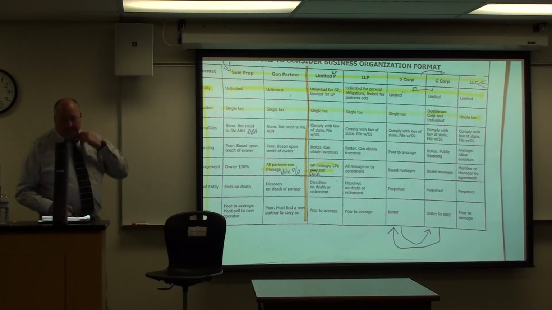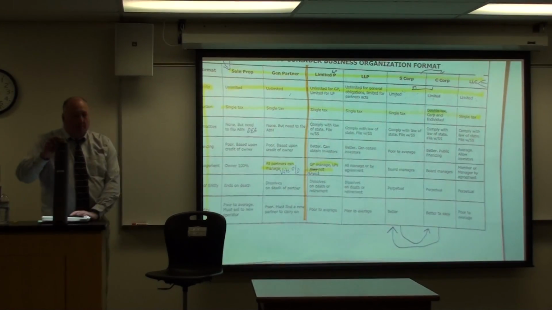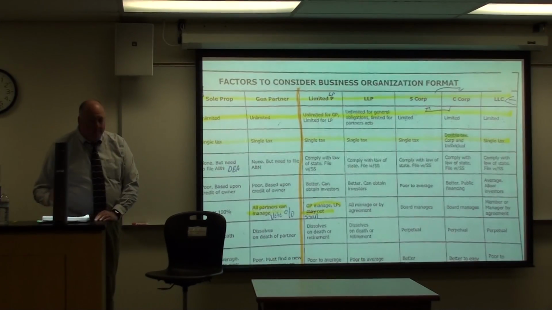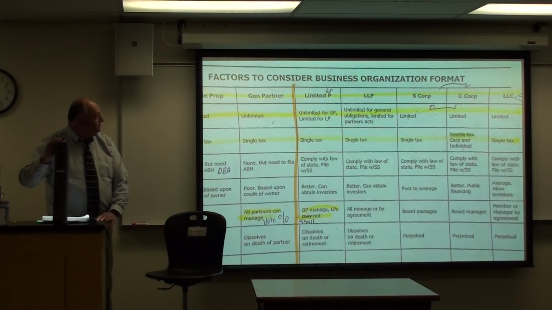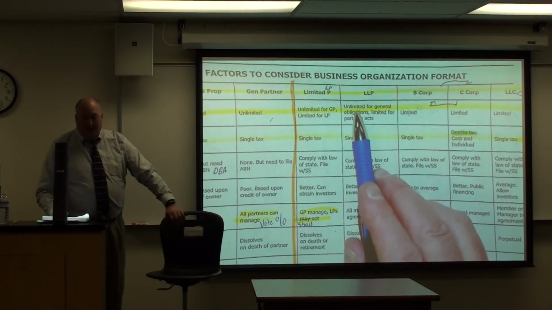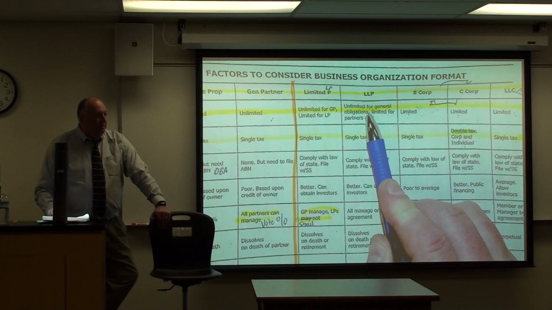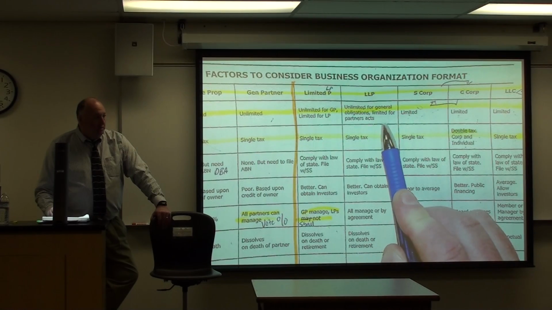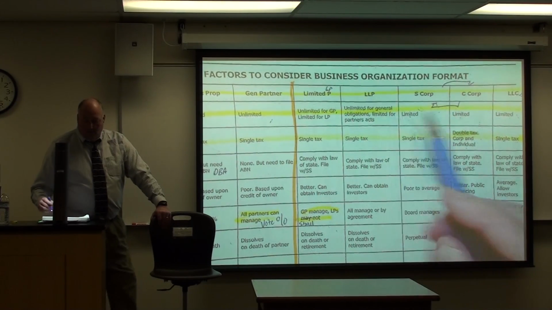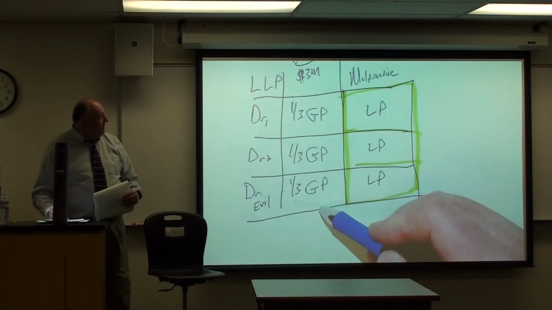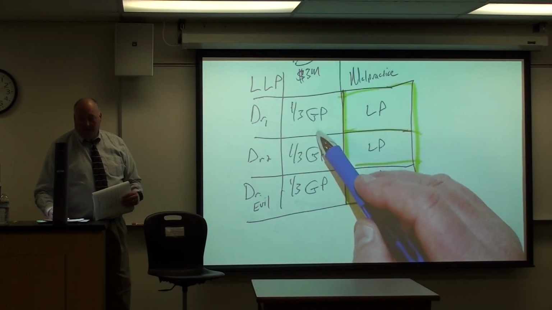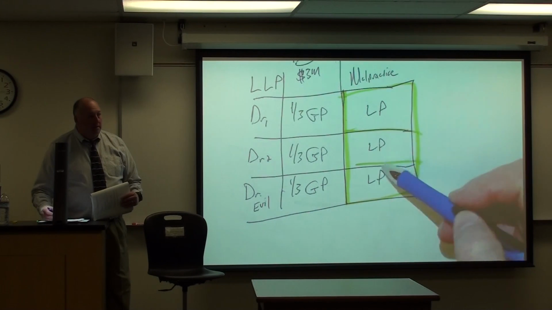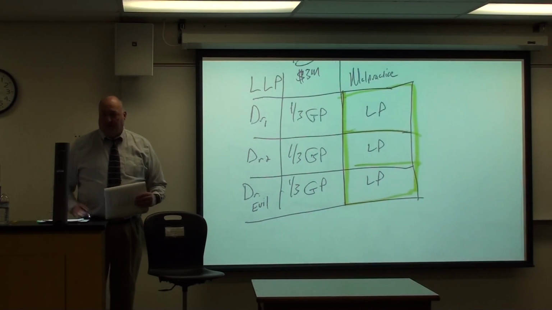Back to my little chart, under liability. Unlimited liability for general obligations, that is the clinic. Limited liability for the individual actions of each of the separate partners. That's the idea. General partner, full liability, unlimited, but you have limited liability for individual partners' activities.